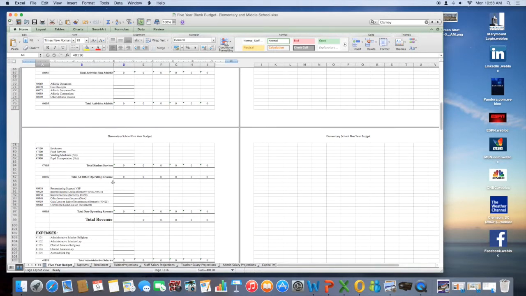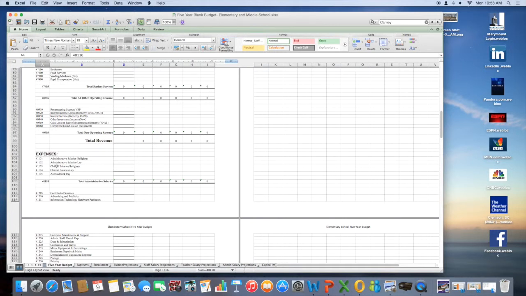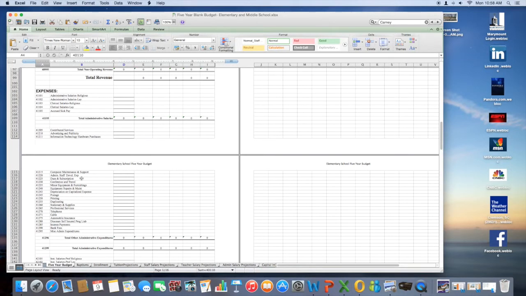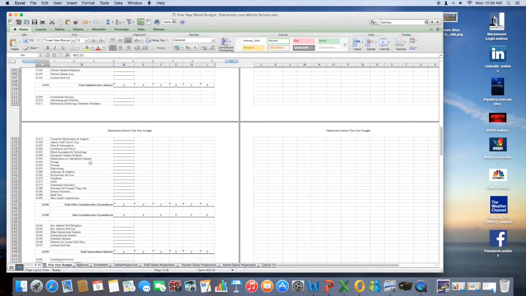So you simply look at all of those, and then when you start breaking it down, administrative salaries, you need to break it down by religious. If you have religious in your school, their salaries are less than everyone else's in most cases, not always. What is your lay salary? What are your clerical salaries religious? Clerical salaries lay. Accrued sick pay. Oftentimes people say, well, we have to account for that because we need to make sure that we have enough money to pay for substitute teachers. What is that amount? Then you have advertising and publicity.